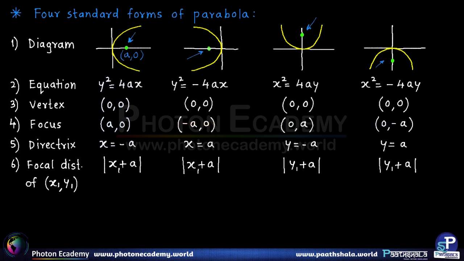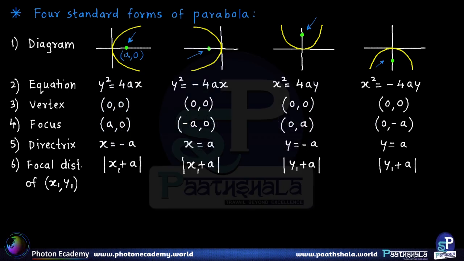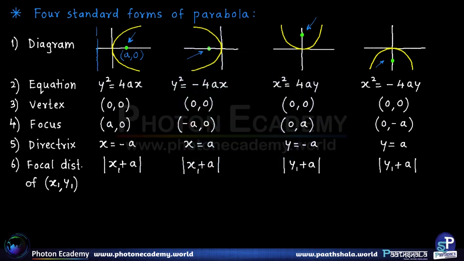Alright. Then we have the directrix. Once again we have seen in the derivation of the standard form that the directrix will lie on the opposite side of the focus. So wherever focus lies, the directrix will be on the opposite side. So the equations of the directrices are given for all the four cases. And lastly we have the focal distance of any point on the parabola. By focal distance we mean the distance of the point from the focus of that parabola. Right. So this also is given in this table.